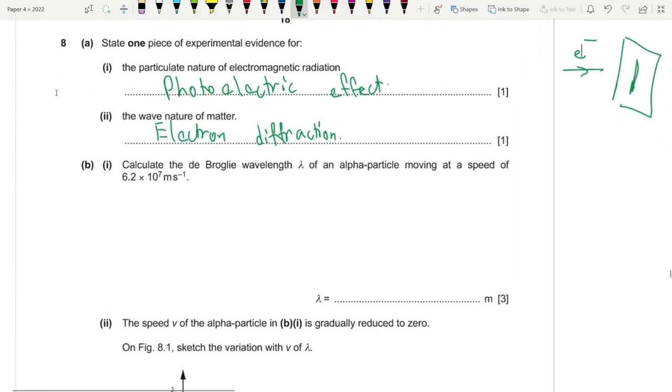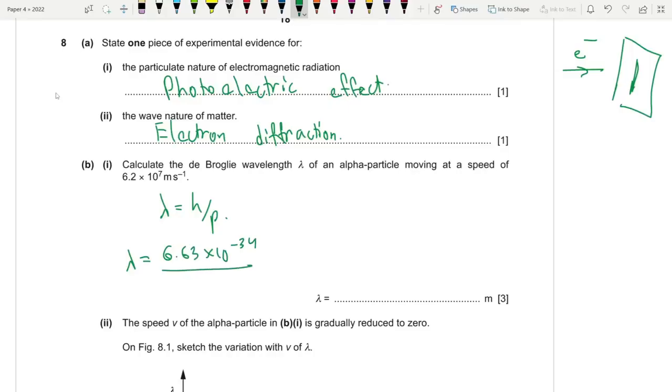Calculate the de Broglie wavelength of an alpha particle moving at a speed of 6.2 × 10^7. So we know that we're going to use the de Broglie wavelength, which is lambda equal to h, the Planck constant, divided by p, the momentum. So let's find lambda. Lambda is going to be 6.63 × 10^-34. That is the Planck constant. And what about the momentum?